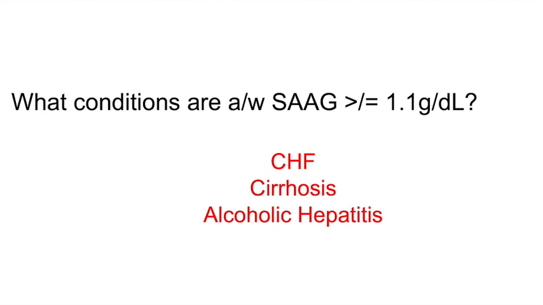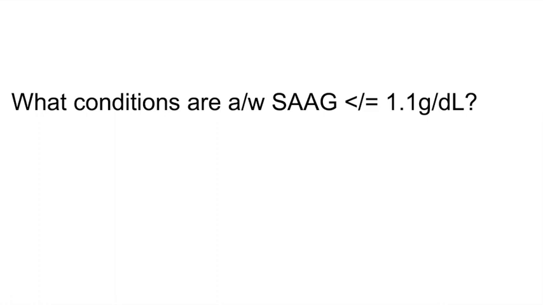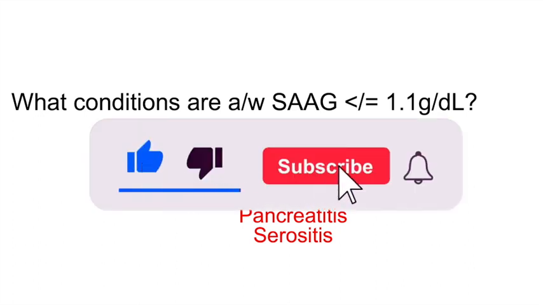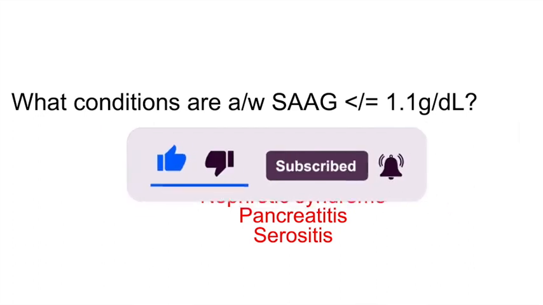What conditions are associated with SAAG less than 1.1? Peritoneal carcinomatosis, peritoneal tuberculosis, nephrotic syndrome, pancreatitis, serositis. So it's very important that you can name or think of these conditions when you have to calculate an SAAG. So if it's less than 1.1, think of these conditions listed on the screen. However, if it's greater than 1.1, you want to think of CHF, cirrhosis, and alcoholic hepatitis.